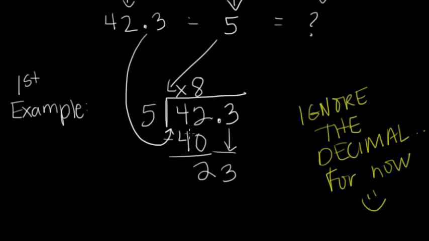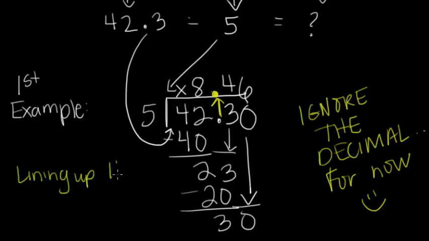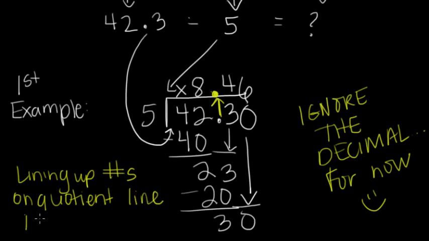Okay, so continuing, 5 goes into 23 4 times, and you get 20, subtract, you get 3, add a 0, bring down, 5 goes into 30 6 times. Now here's the question, what do I do with that decimal? Where does it go? The decimal moves straight up, directly up. Now, lining up the numbers on the quotient is very, very crucial. If you don't line them up right, then the decimal's in the wrong spot and you get the wrong answer.